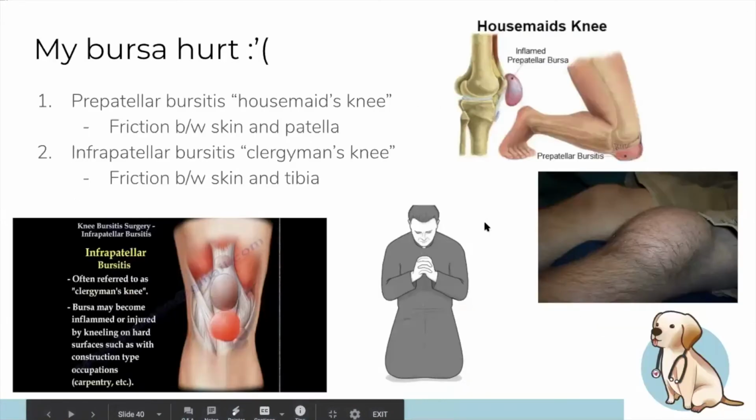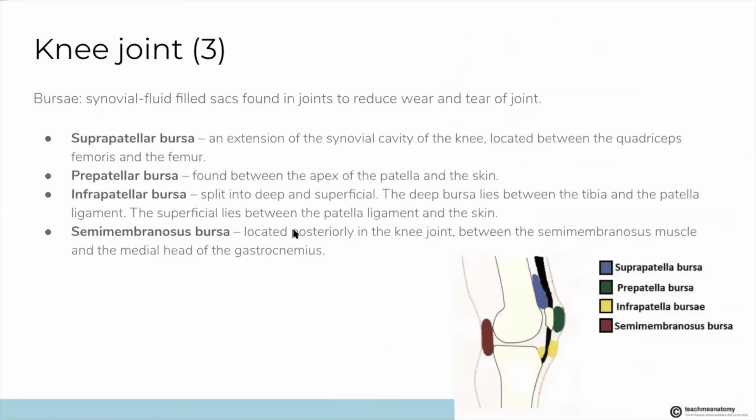So prepatellar bursitis, we often call housemaid's knee because you're kneeling down, and it's friction between the skin and the patella. Because remember that the patella is actually more superior, like it doesn't touch the tibia at all. It moves with the thigh bone. And the infrapatellar bursitis, we call the clergyman's knee. As you can see, it puts more friction between the skin and the tibia, so the patella isn't actually involved. So yes, just remember infra and prepatellar bursitis are the 2 common ones, because it'll be pretty hard to put a lot of friction over there or back here.